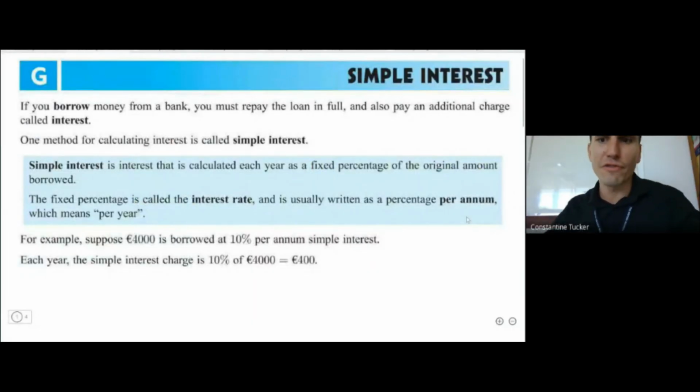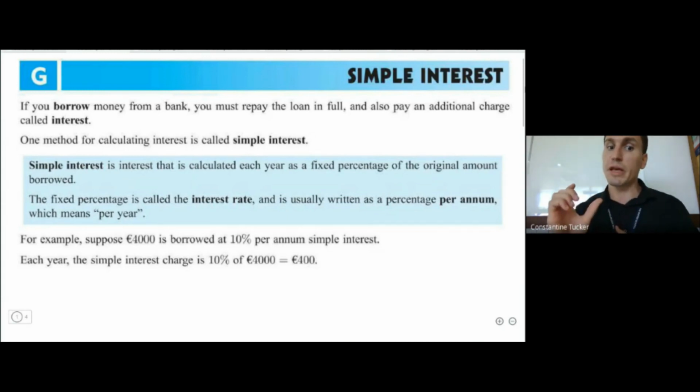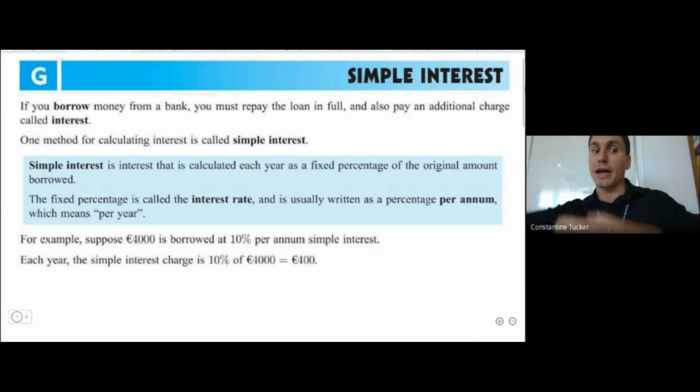Okay, this is paragraph 5G, simple interest. So in this topic, we're going to be looking at what happens when we borrow money from a bank and then we have to pay back the interest, and how much will the interest be and how much are we going to be paying back in total.